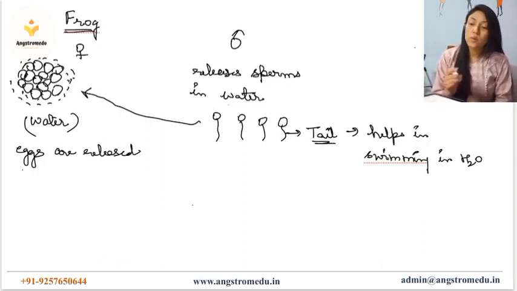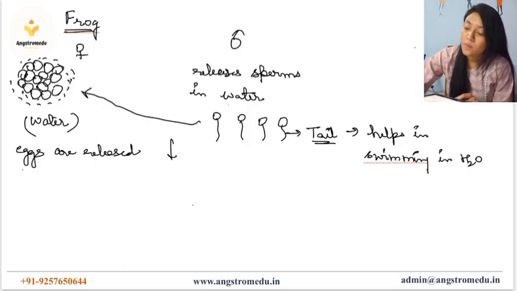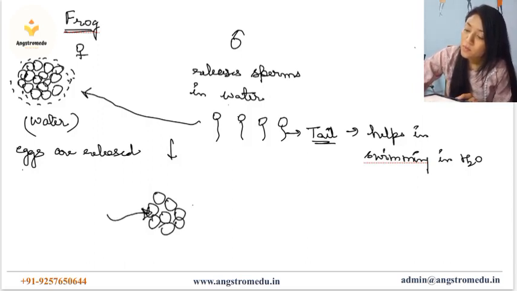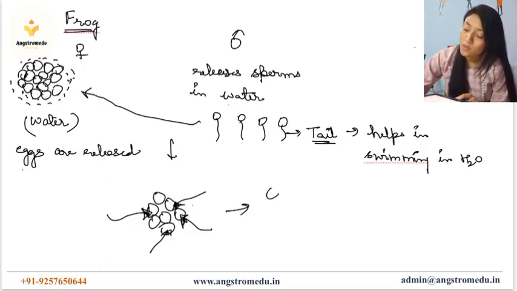Okay, so I hope we are clear with this section of fertilization. What will happen here? This is an illustration like this. The eggs are present. Sperms will enter from each direction and will fuse, and each fused cell will form an individual what?